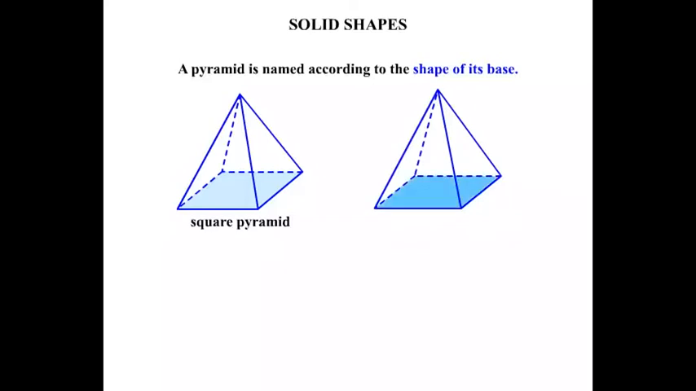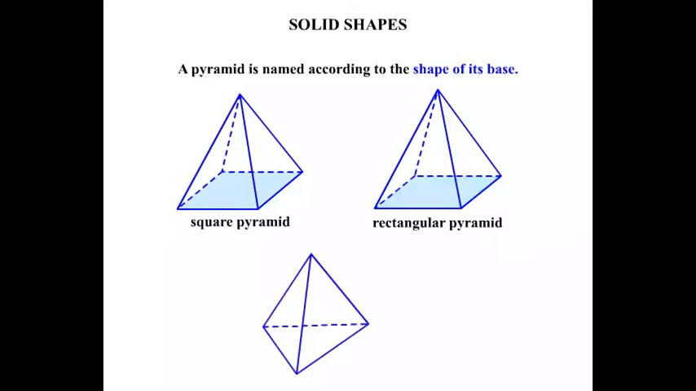This one here, we can see the base is more of a rectangle, isn't it? So we'd say it's a rectangular pyramid. The other fairly common pyramid we'll be looking at is one that involves a triangular base. Hence, it's known as a triangular pyramid. Another, fancy word for that is a tetrahedron.